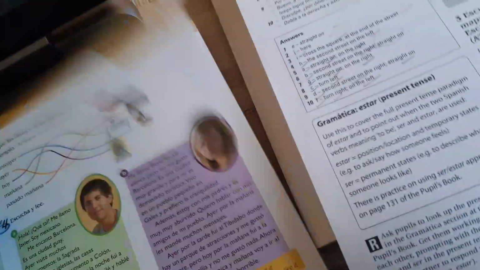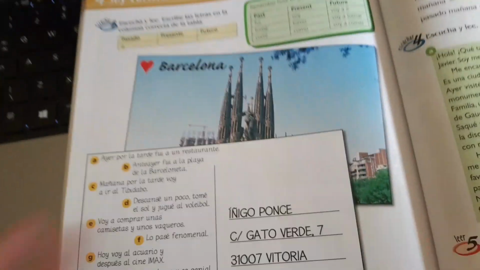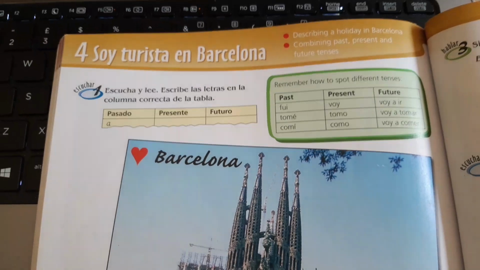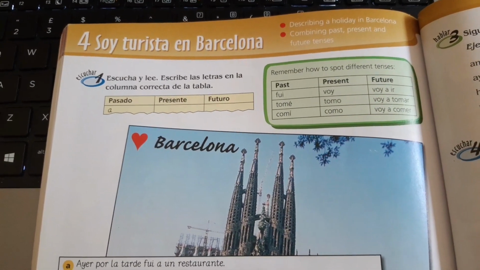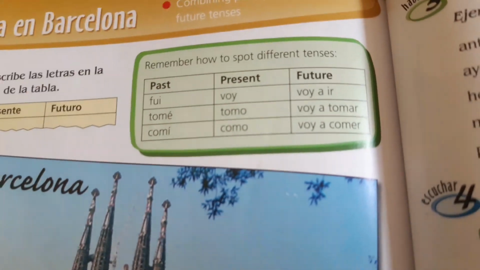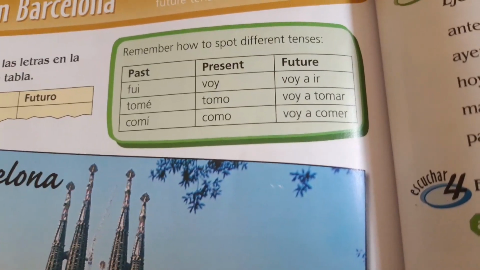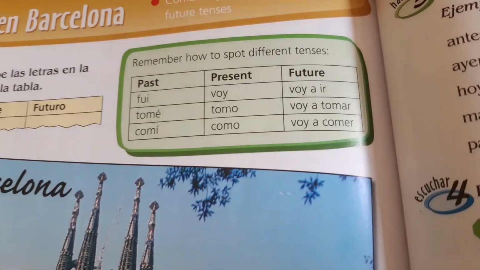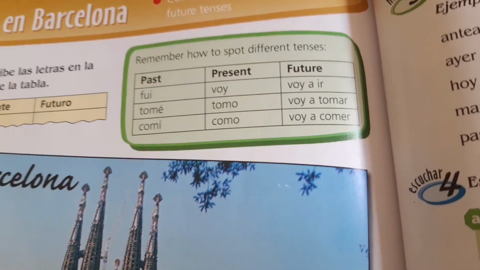Now, the next thing then, girls, is this little task here. This is describing going on a holiday to Barcelona. So, soy turista en Barcelona, describing a holiday. And what you've got here then in the green box are verbs that you would have used recently. You'll remember that we had done the 3 tenses. Present, obviously, in first year. We did future in second year.